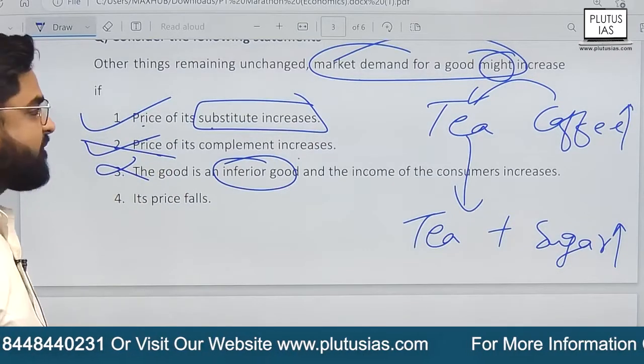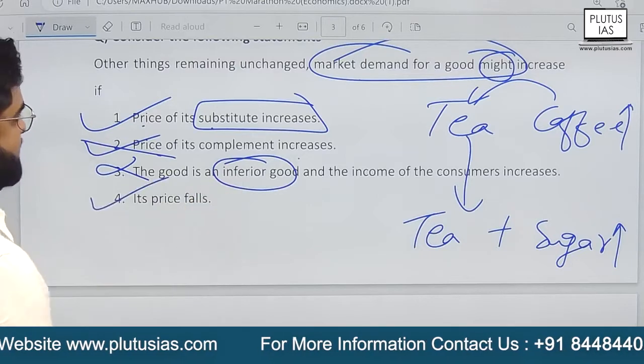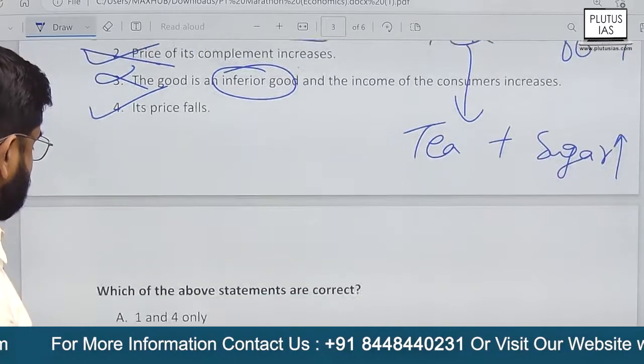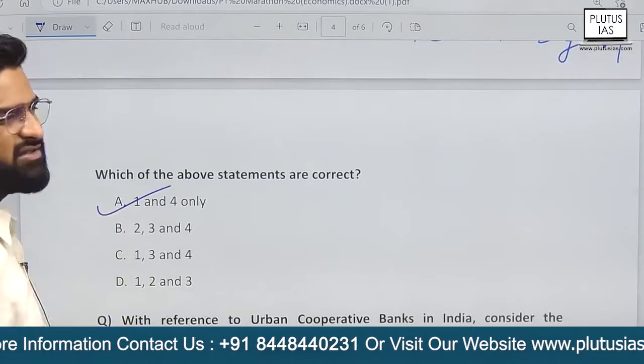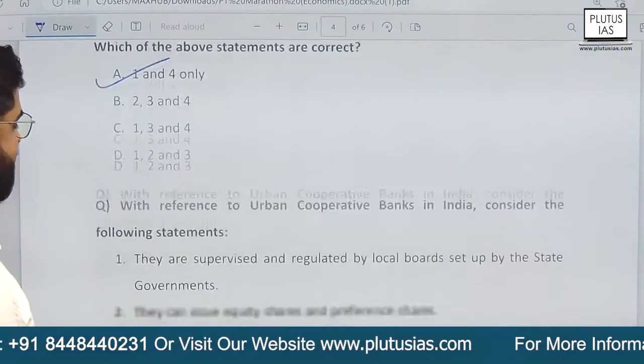Its price falls. If the price of the commodity falls, of course demand will increase. So I got the answer. 1 and 4 is the answer. It was a very easy question, very NCERT वाला question. So I don't think it will be hard.